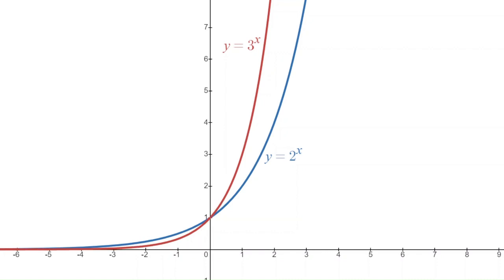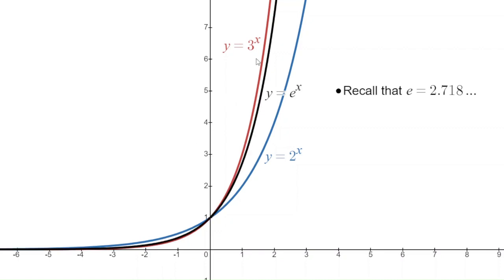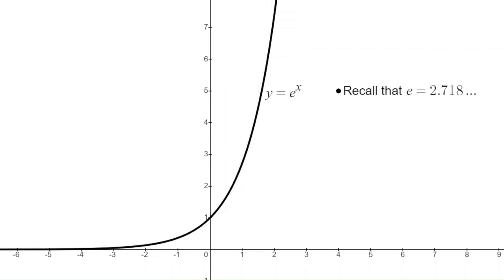Now, what would e to the x look like? Let's recall that e is a number, right? It's a number that's between 2 and 3. It's 2.718. So we would suspect that the graph of y equals e to the x would be between the graphs of y equals 2 to the x and y equals 3 to the x, and it turns out that it is. Notice it's a little closer to 3 to the x than it is to 2 to the x because e is a little closer to 3 than it is to 2. So let me get rid of the other graphs. Now this function y equals e to the x has some very important properties that may not be apparent from just looking at it.